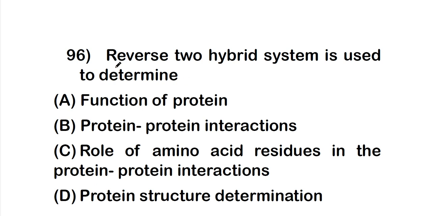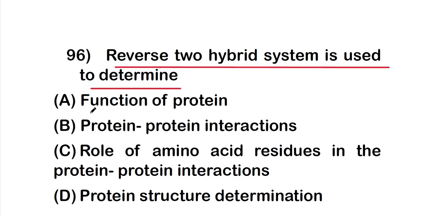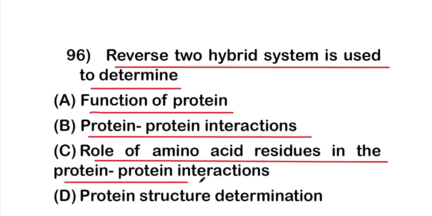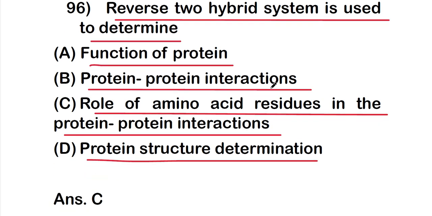Okay, so let's move on to question number 96. The reverse two-hybrid system is used to determine option A function of protein, option B protein-protein interaction, option C role of amino acid residues in the protein-protein interaction, or option D protein structure determination. The right one is option C, that is the role of amino acid residues in the protein-protein interaction. So the reverse two-hybrid system is used to determine the role of amino acid residues in protein-protein interactions.